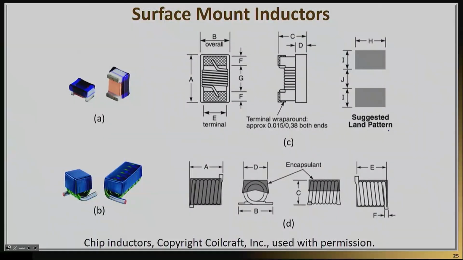Now let's shift our attention a little bit to off-chip components. So far we've seen primarily on-chip components. Off-chip, you usually will buy things from the market. So this is a very typical structure. You can buy a surface mount inductor.